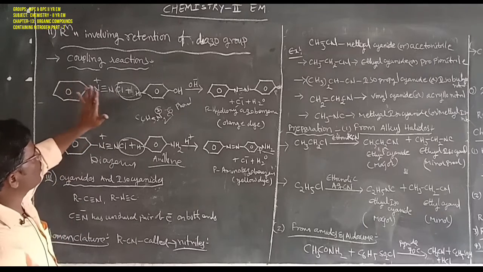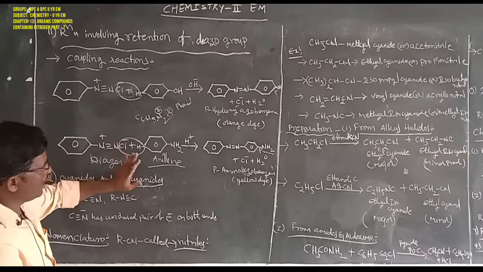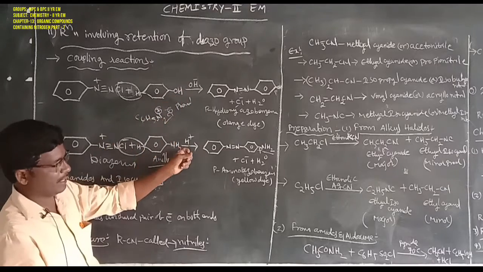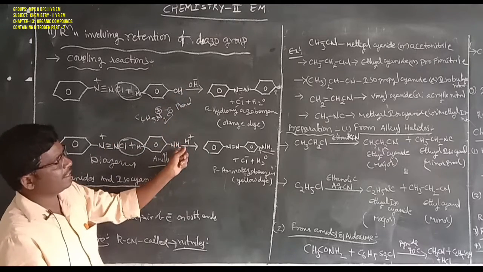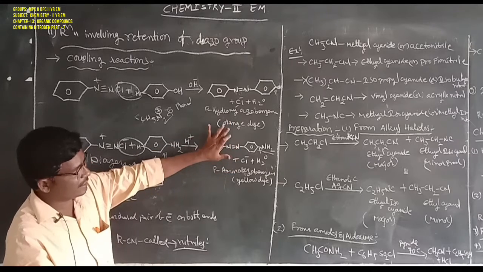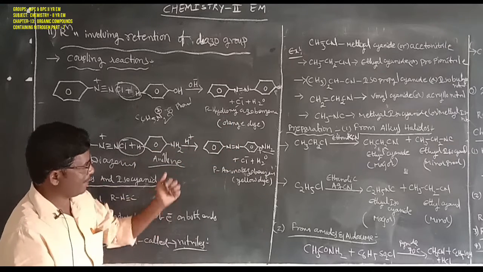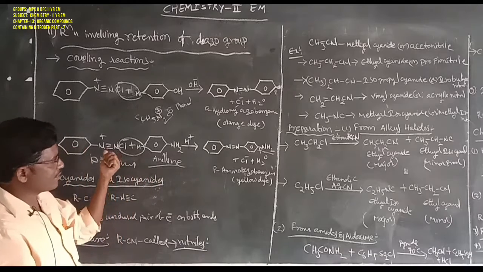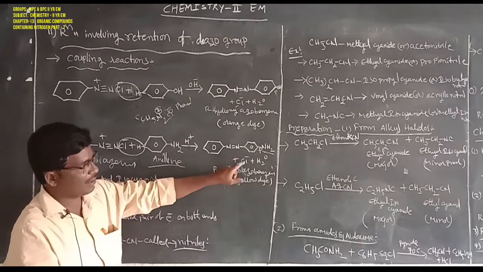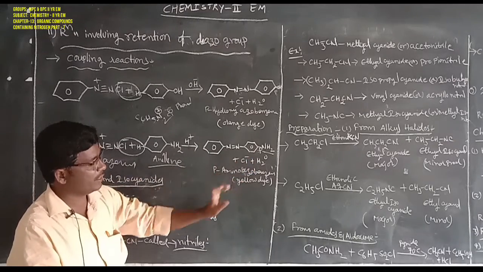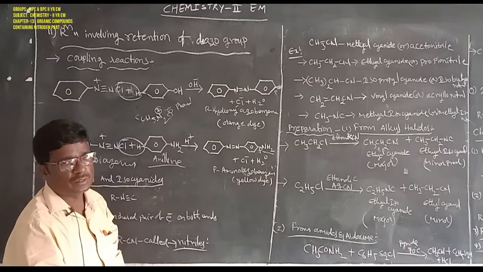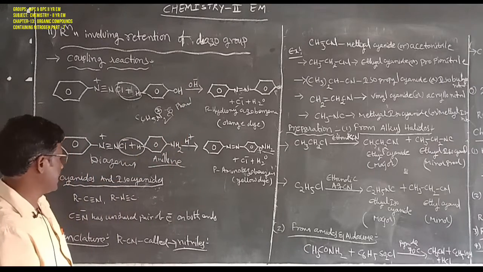Benzene diazonium chloride treated with phenol or aniline, in the presence of base or acid, forms para hydroxy azobenzene, an orange dye, or, with aniline in the presence of acid, para amino azobenzene. That is known as the retention of the diazo group, also known as coupling reactions.